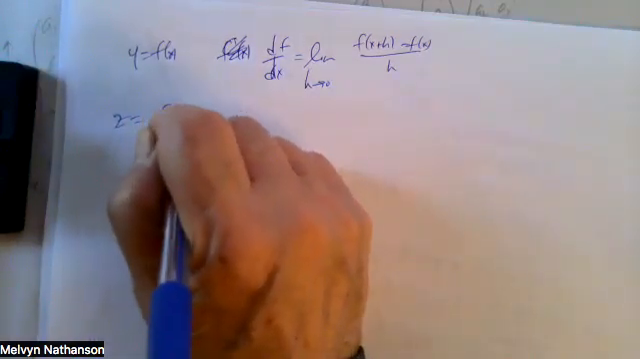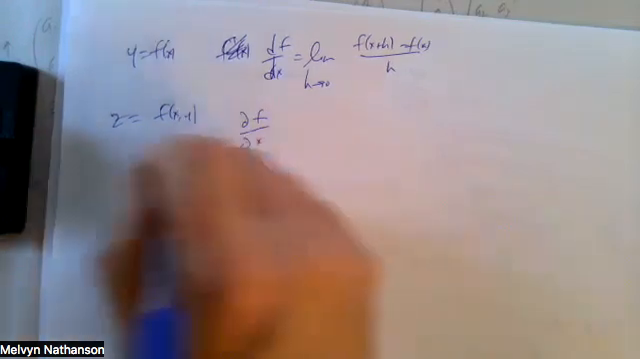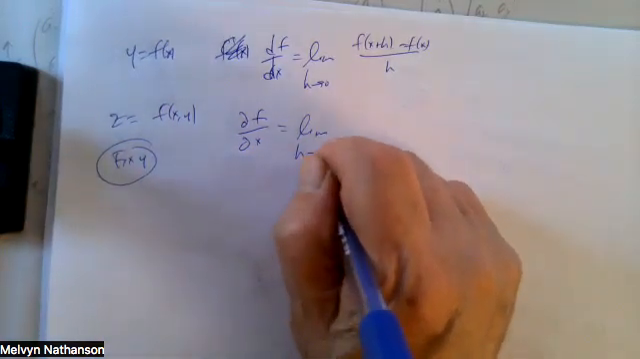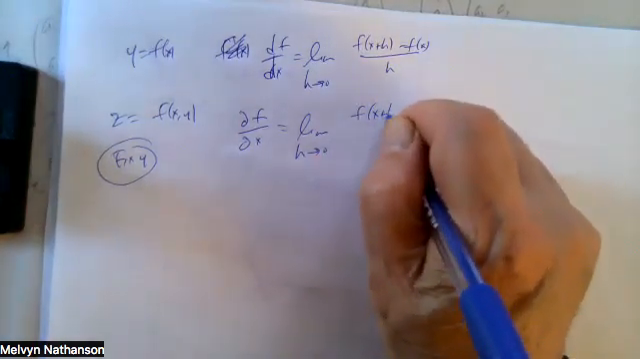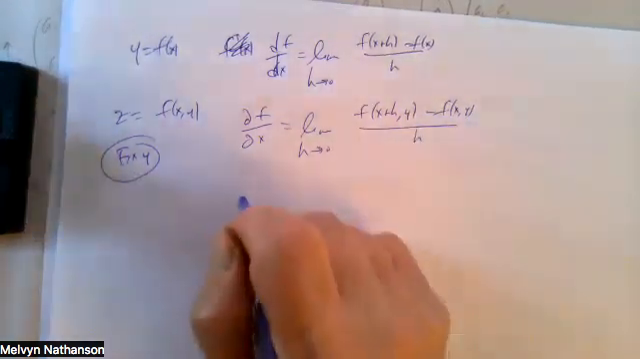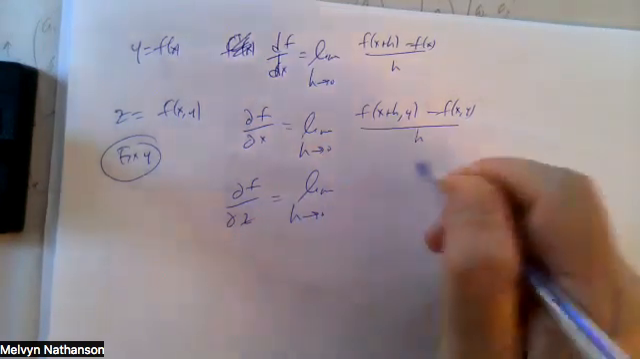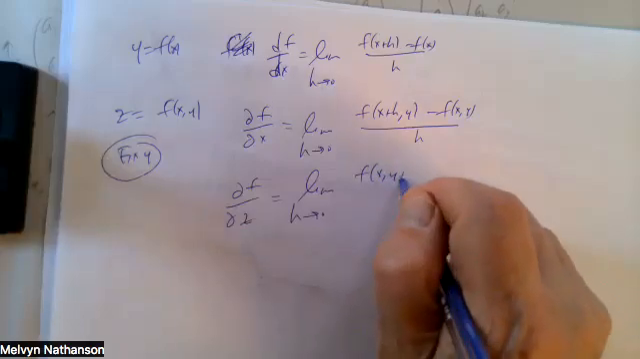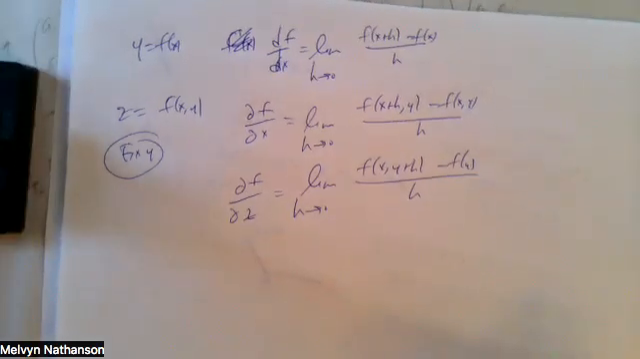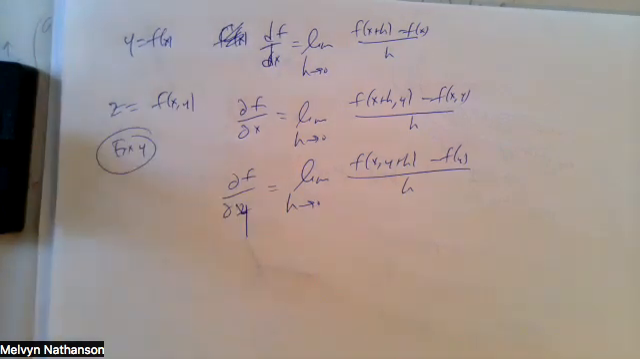If you have z as a function of two variables, f of x, y, the partial derivative with respect to x, so you fix y, doesn't change. This is the limit as h goes to 0 of f of x plus h comma y minus f of x, y over h. And the partial of f with respect to y is the limit as h goes to 0 of f of x, y plus h minus f of x, y over h. Sorry, partial of f with respect to y.